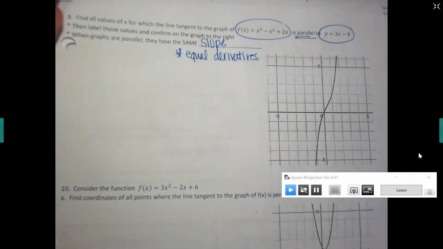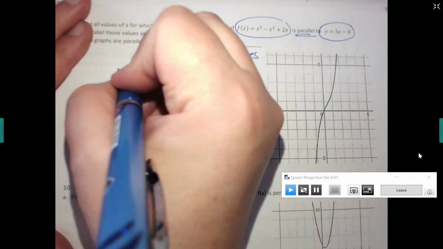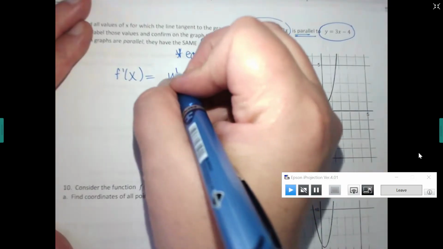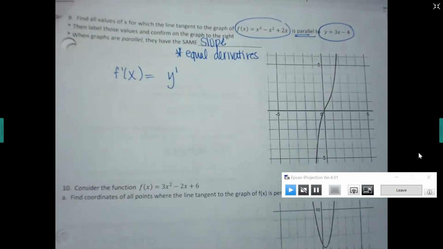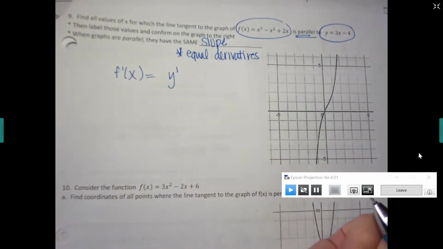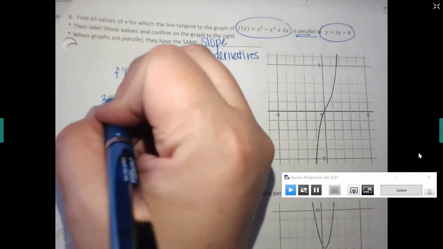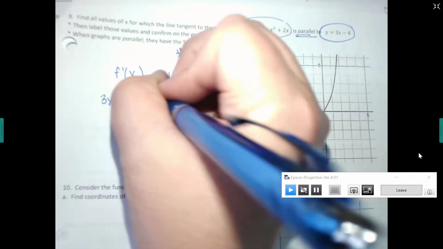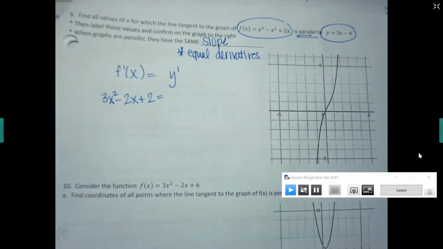Okay, let's start with f prime of x. And then we're going to set it equal to y prime, where f prime is the derivative of the first equation, y prime is the derivative of the second equation. Okay, take your derivative of f. Somebody want to tell me what it is? Yep. Minus plus 2. And then remember that your x is going to fall off of that 2x because when I power it down, it goes away.